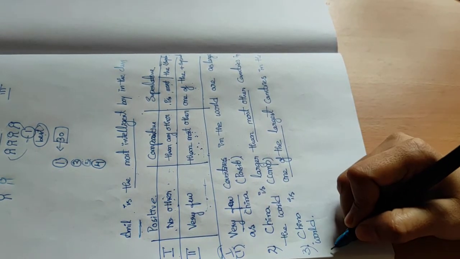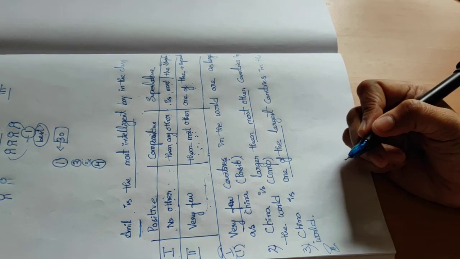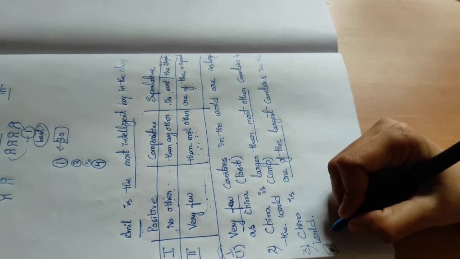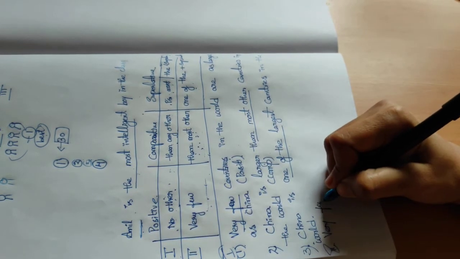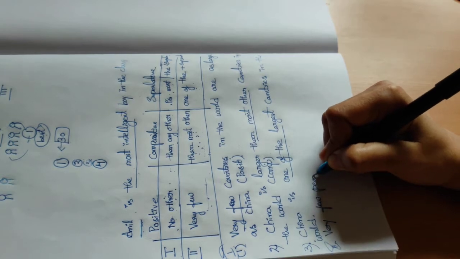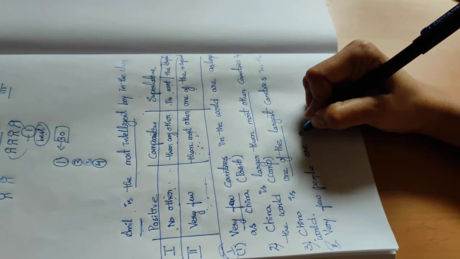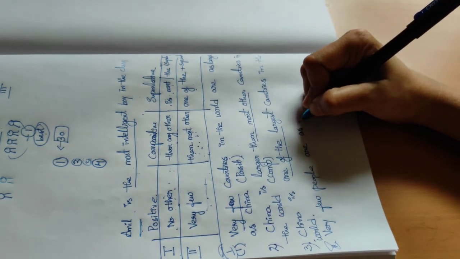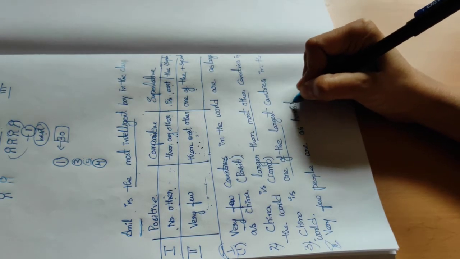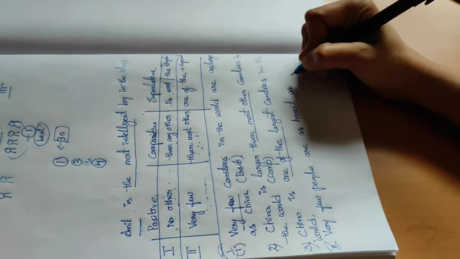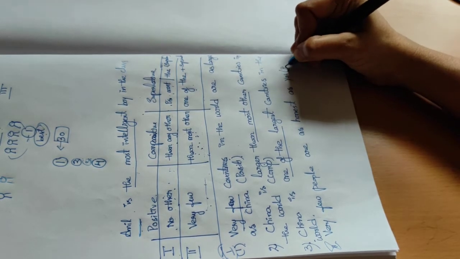Shall I explain one more example? Okay, let me explain one more example. Very few people are as honest as you. Okay, this is positive.